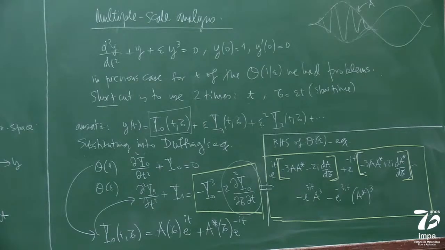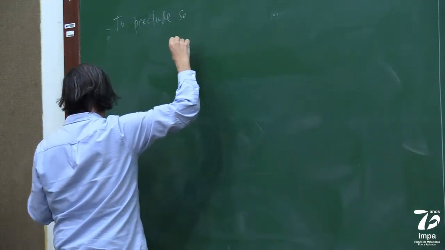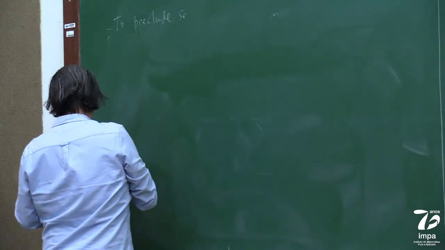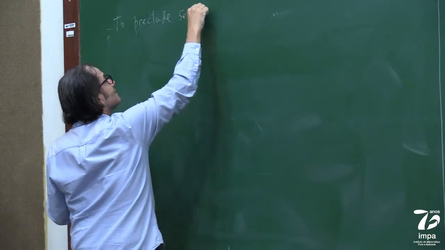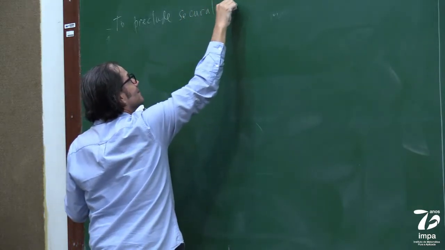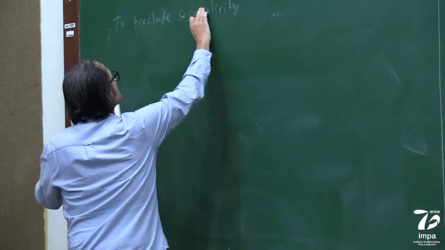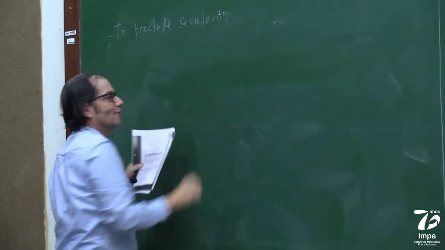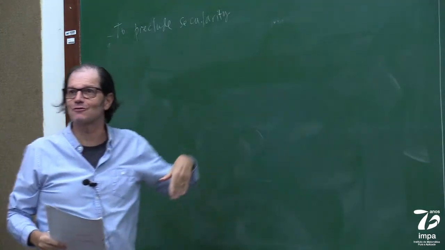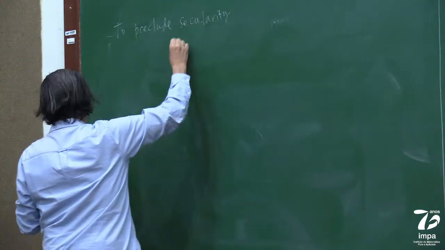So as the book says, let me also use the words of the book. To preclude secular terms, or secularity, did I write it right? As the terms, so good for you to hear different terms, right? That I was looking for. So to preclude, that is to remove secularity, that is secular terms, we have that.